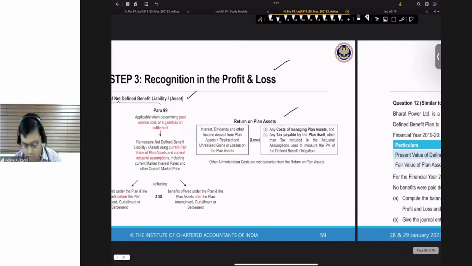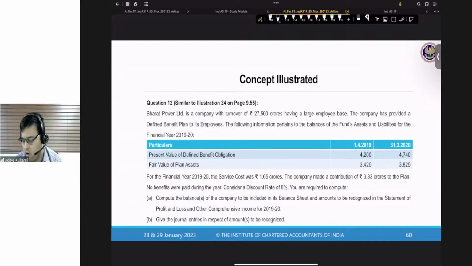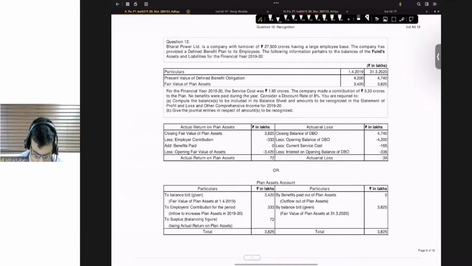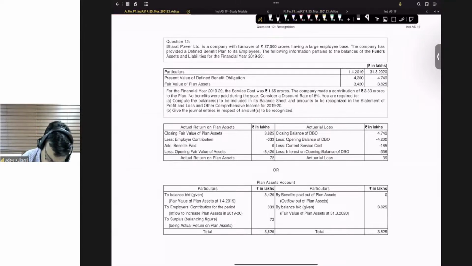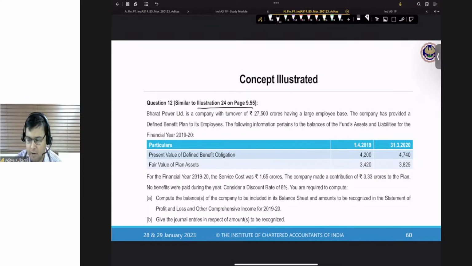Okay, coming to a full-fledged question on what we have studied so far. Mark this question as extremely important. It is similar to illustration 24 on page 9.55, if I'm not wrong. Yes, 9.55, 56. Extremely important question. You will have to see this question the way we are solving it, because this is more of an exam oriented question that you could expect. Okay, so let us start.